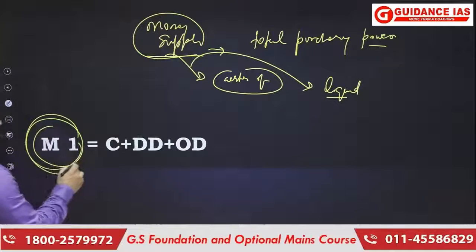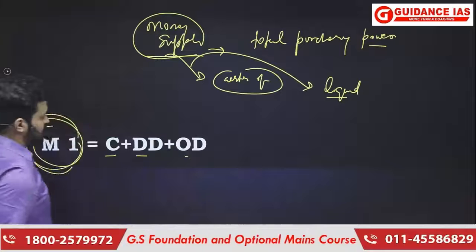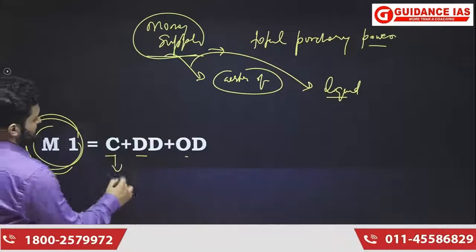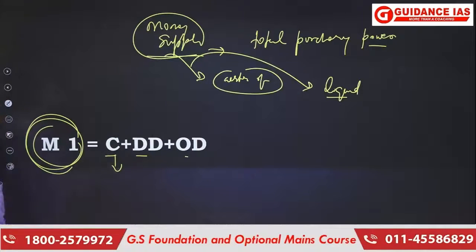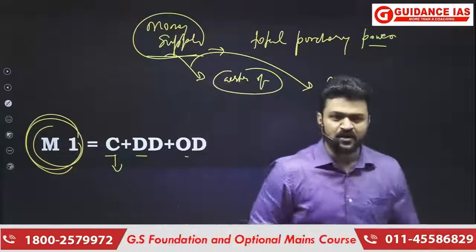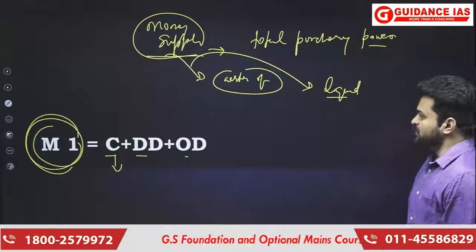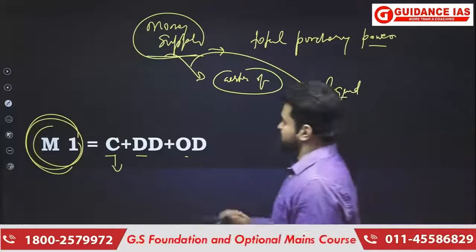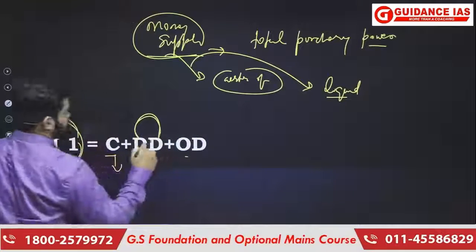Now, M1 equals C plus DD plus OD. Understand, what is the meaning of C here? C means currency notes and coins with the public, and public would mean the same thing, that is, all the economic entities excluding the government and banks. Then what is DD? Demand deposits with banks.